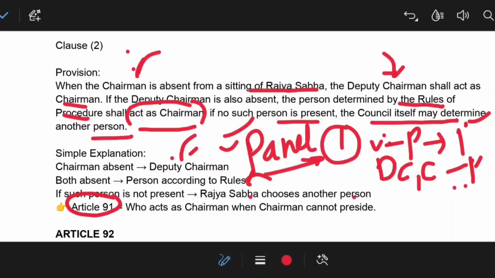So Article 91 is about who acts as chairman when the chairman can't preside. That is the simple motive of Article 91: to carry out the business and transactions of the Council of State. That's why this provision has been added in the Constitution of India.